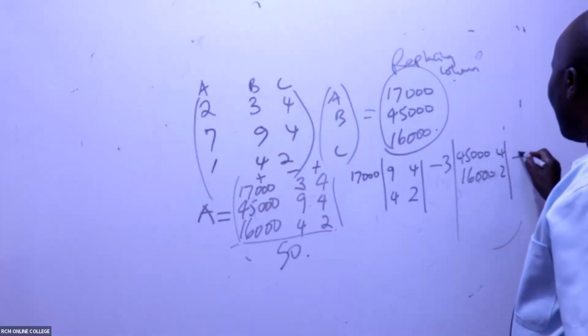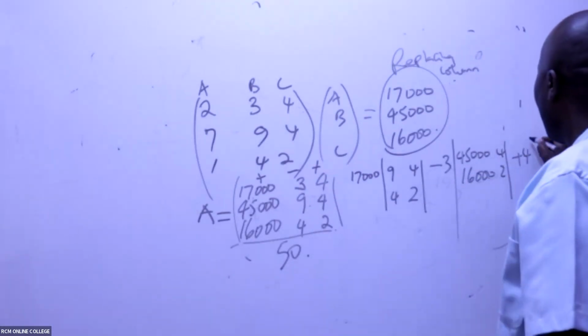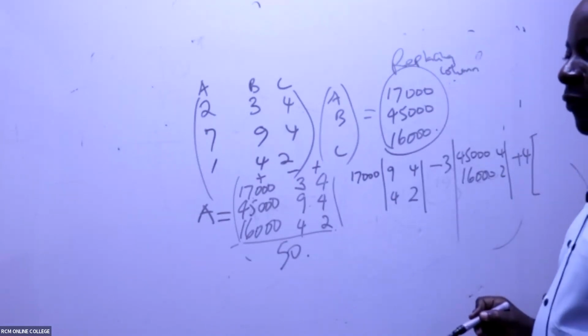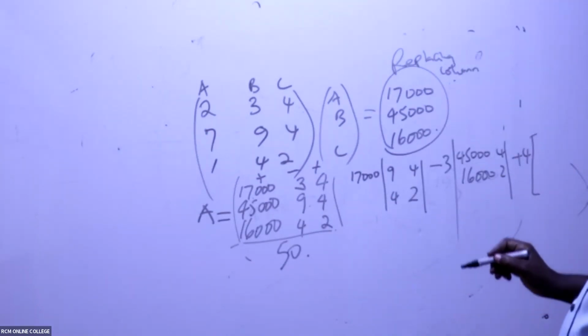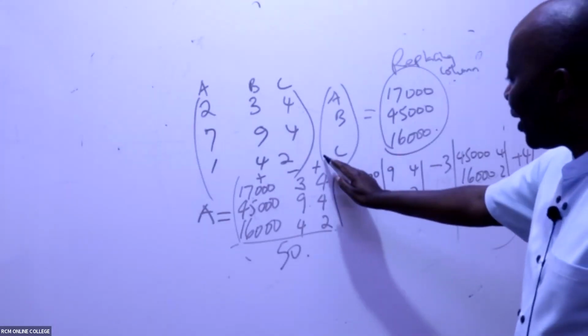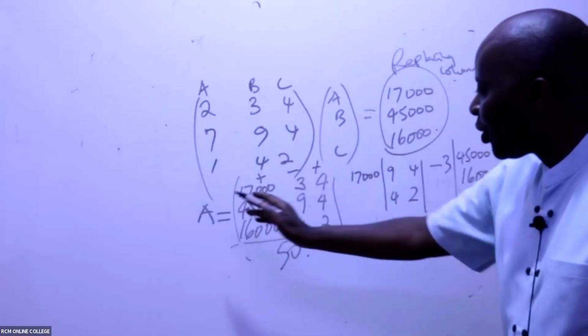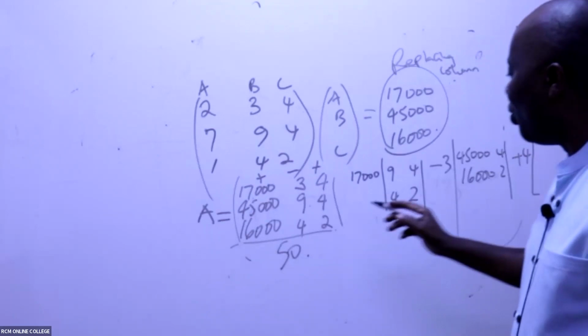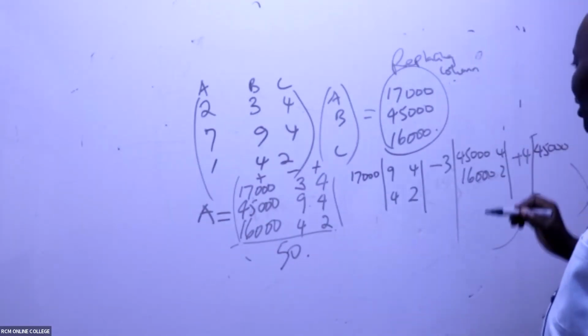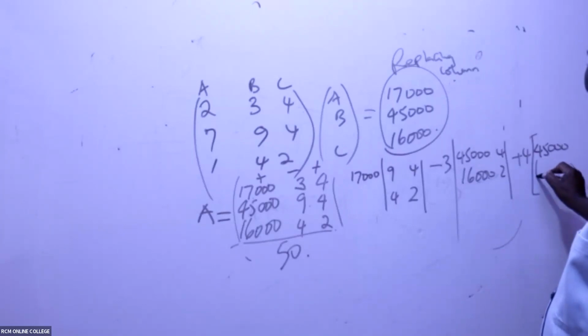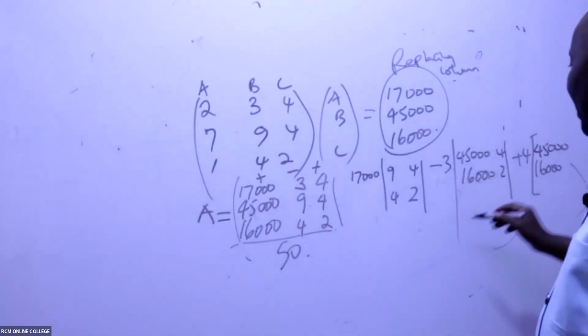Plus, I have 4 there. So this 4, ladies and gentlemen, what do we have there next? Here, we are hiding this under that. So when you hide this under that, what do we have there? We have 45,000. Oh, have I done it correctly? Yes, 16,000. And then, of course, if it is this and that, we have 9 and 4.